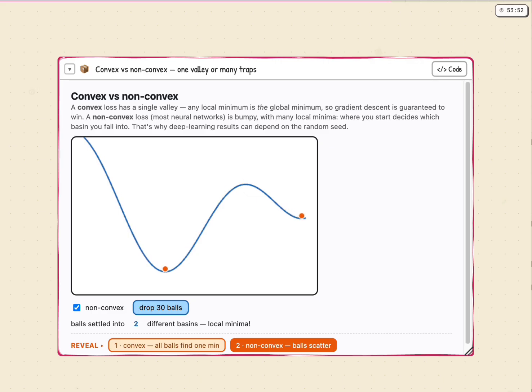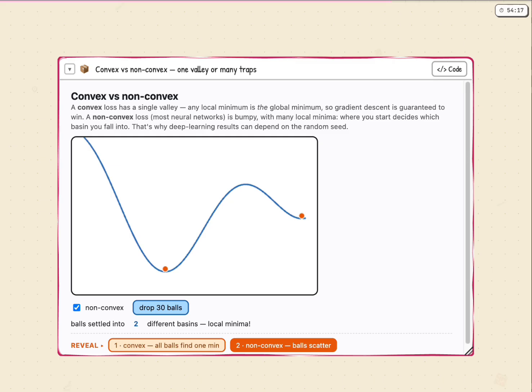This is why training a deep network can give different results on different runs, why the random starting point, the random seed, actually matters. We are wandering a complicated landscape, hoping to find a good enough valley, not necessarily the perfect one, and remarkably, in very high dimensions, good enough valleys turn out to be almost everywhere, which is the quiet reason deep learning works at all.